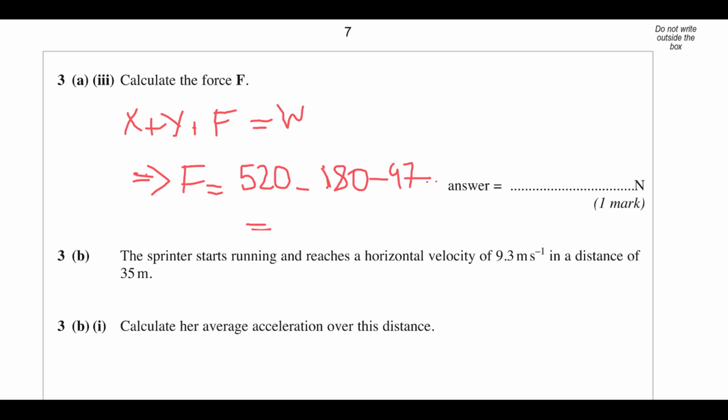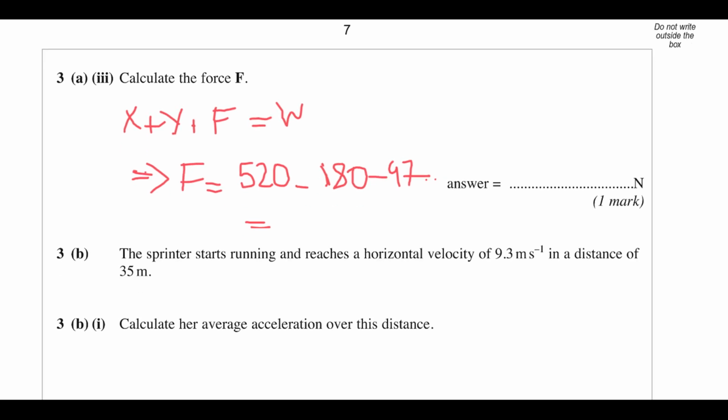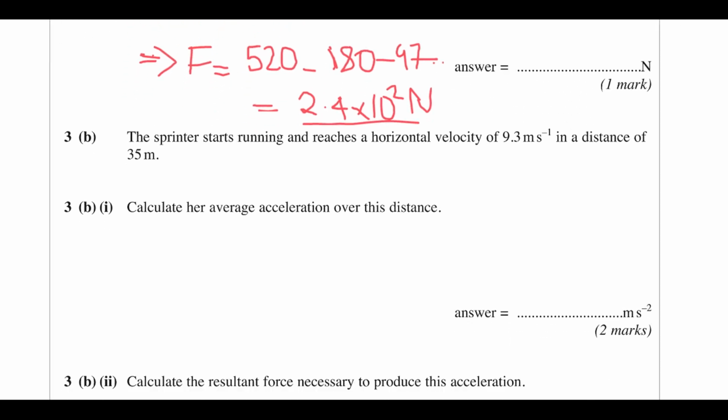And we get 242, so to two sig figs, that's going to be 2.4 times 10 to the 2 newtons. So what we've essentially done there is made the upward force equal to the downward force because it's in equilibrium.